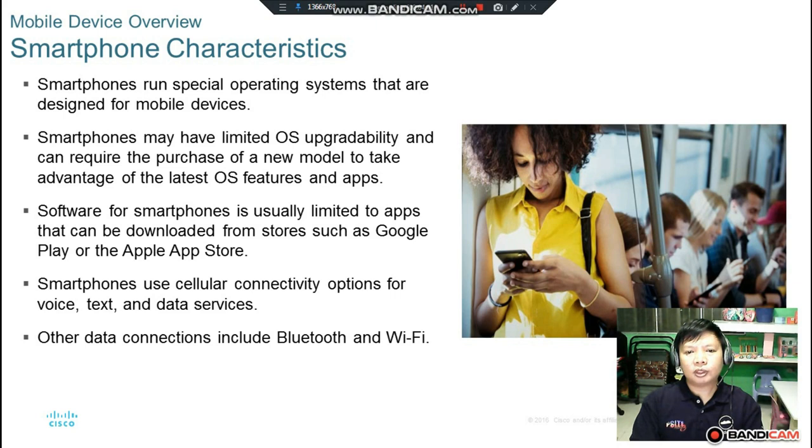Smartphones use cellular connectivity options for voice, text, and data services. Other data connections include Bluetooth and Wi-Fi.